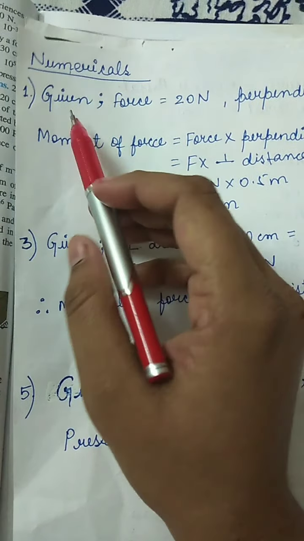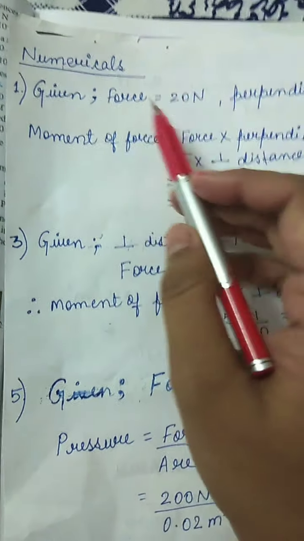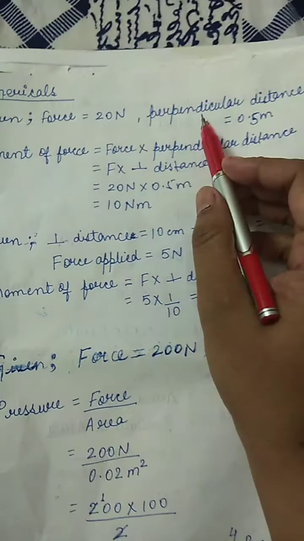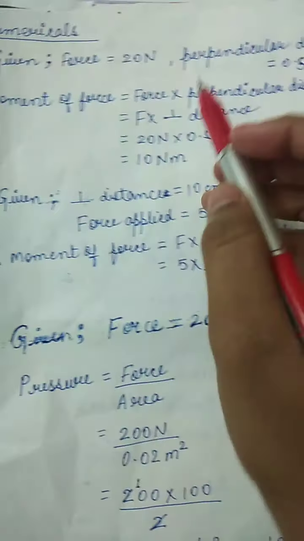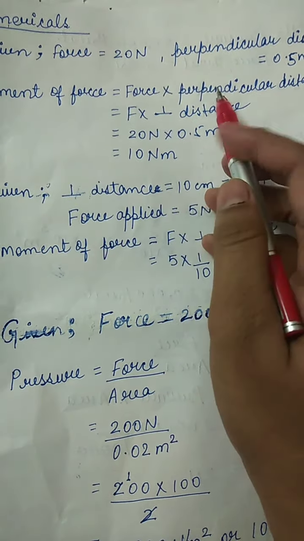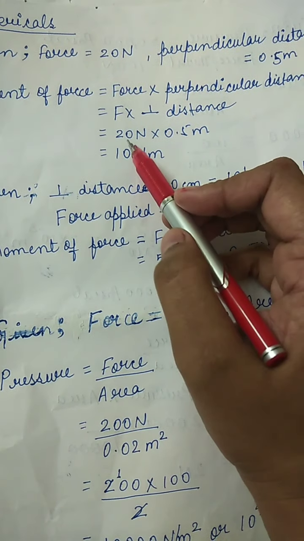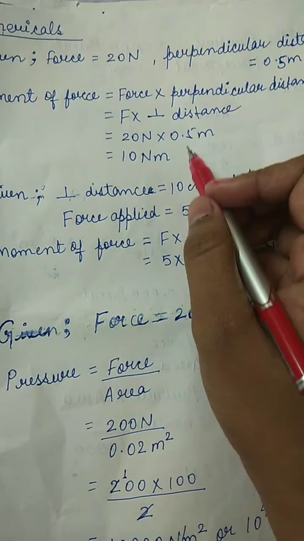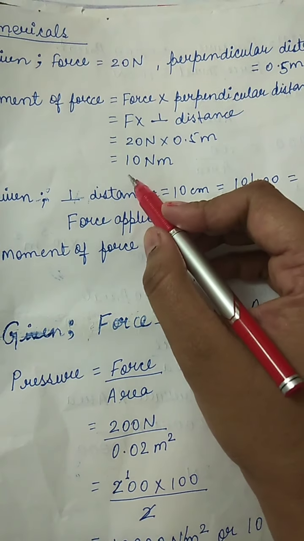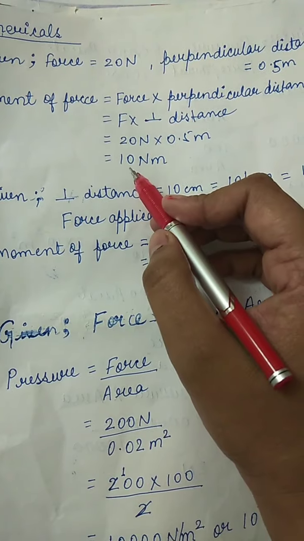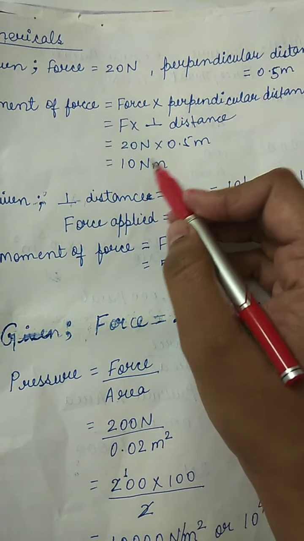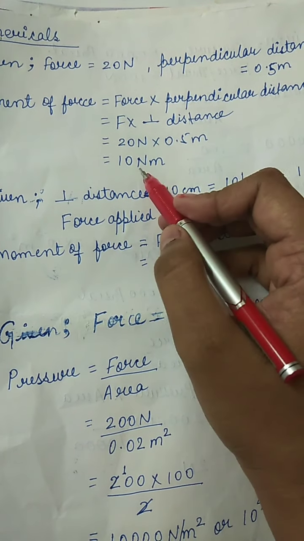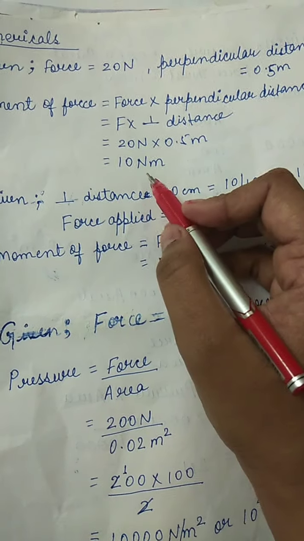In the question, you have to first write whatever is given in the numerical. So in the given part, force is 20 Newton, and perpendicular distance is given as 0.5 meters. Now moment of force will be force into perpendicular distance. So it will be 20 into 0.5, which is 10 Newton meter, the unit of moment of force.